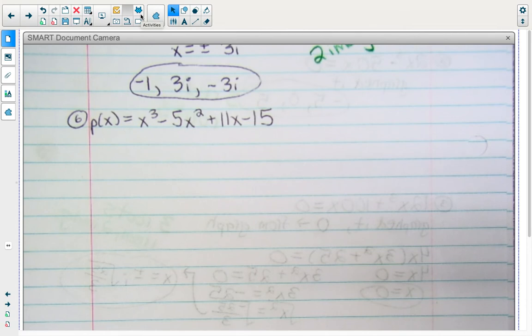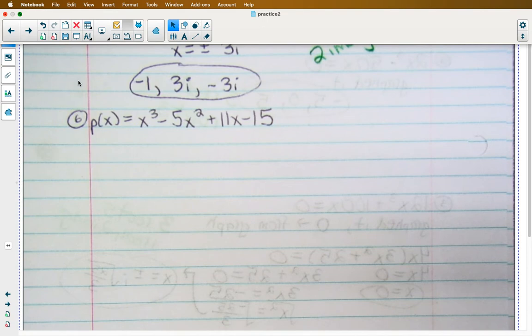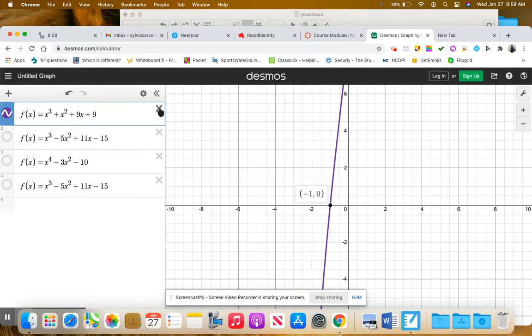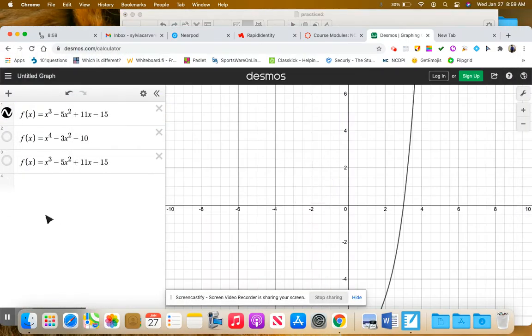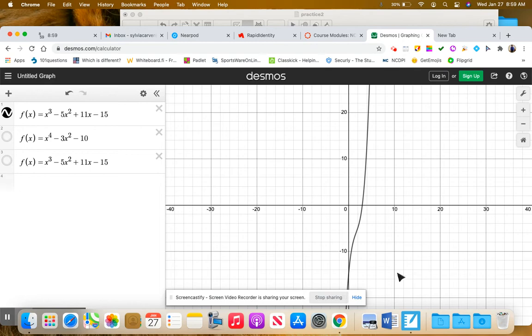Step 1, let's go graph it. So let's see what I can get in Desmos. So get rid of this one, and we are on this one. All right, so this is what this one looks like. I'm looking for where it crosses the x-axis. This is cubic. So down here where my arrow is, it starts to go up. It's a little turn in there, and then it goes up.